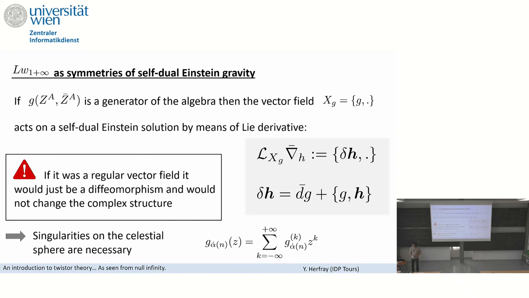Yeah. I think so. I think it's correct. Morally speaking, it's correct that the idea is that we can get all solutions by acting with this. The current details are more subtle again. I think the moral here is also somewhat that with this LW1+∞ algebra, you can parameterize the self-dual sector. You can parameterize self-dual gravitons. And I think that's the essence of Strominger's ideas, that with this algebra, you're parameterizing self-dual gravity.